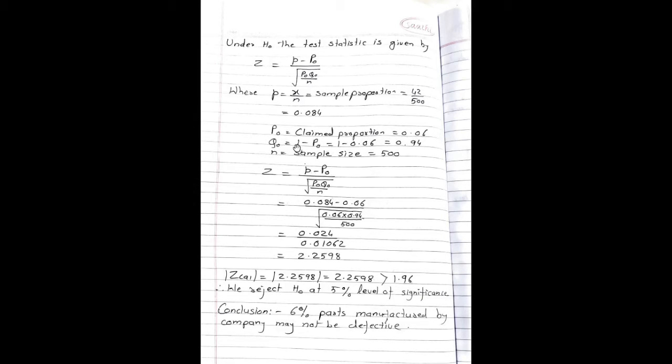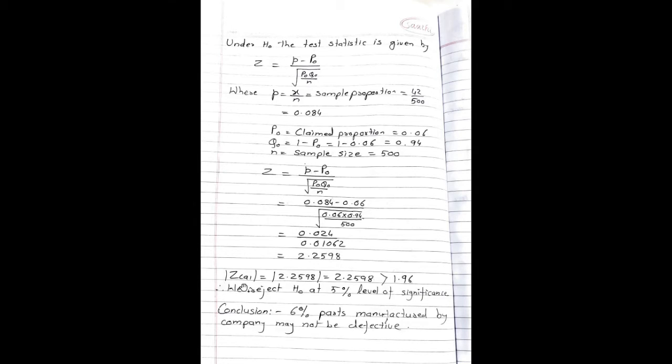Q naught is equal to 1 minus P naught, which can be written as 1 minus 0.06, which is equal to 0.94. And N is nothing but the sample size, which is 500. So Z is equal to P minus P naught upon square root of P naught Q naught upon N, which can be written as 0.084 minus 0.06 divided by square root of 0.06 into 0.94 upon 500, which can be considered as 0.024 divided by 0.01062. So the final answer is 2.2598.